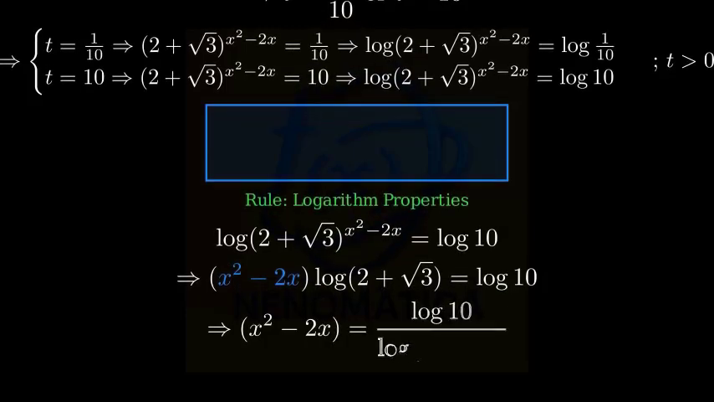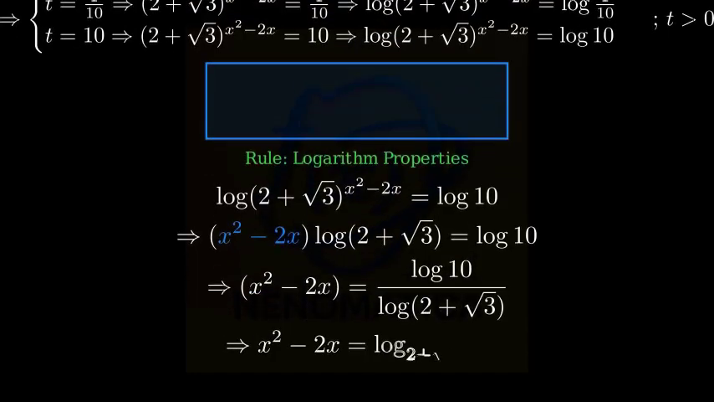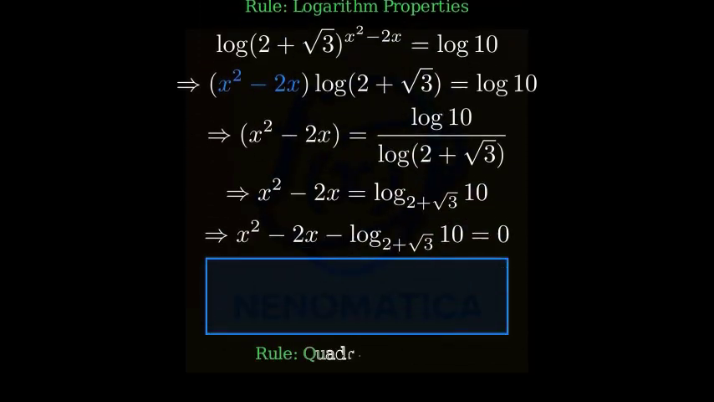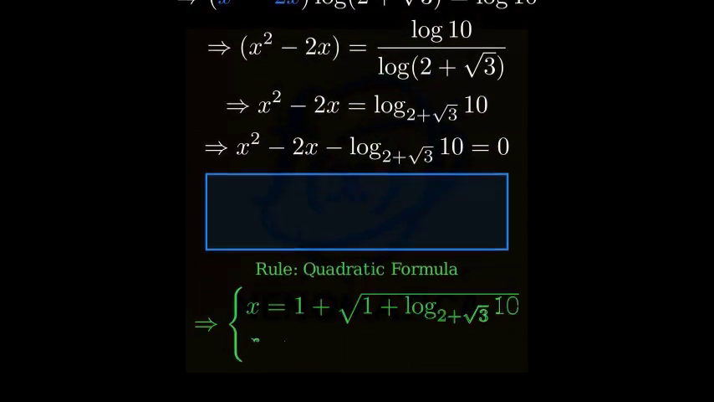Now, we solve for x squared minus 2x by dividing both sides by log of 2 plus square root of 3. This can be written more compactly as x squared minus 2x equals log base 2 plus square root of 3 of 10. Now, we form a quadratic equation by subtracting log base 2 plus square root of 3 of 10 from both sides. We can solve this quadratic equation using the quadratic formula.